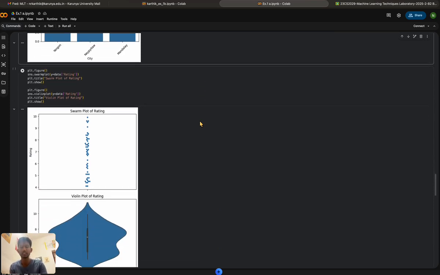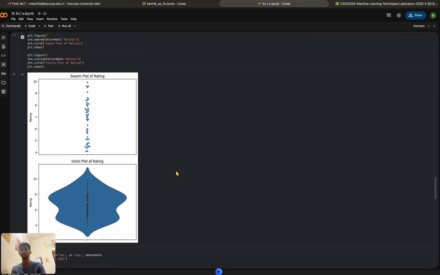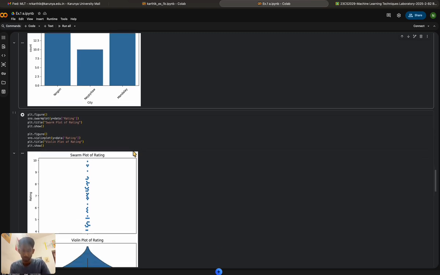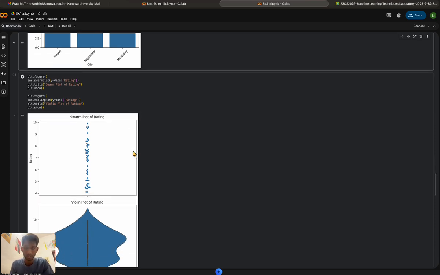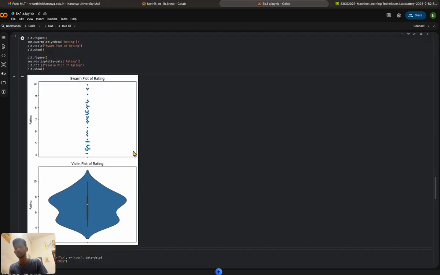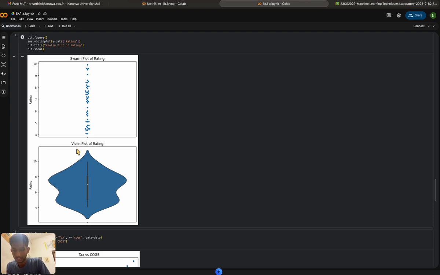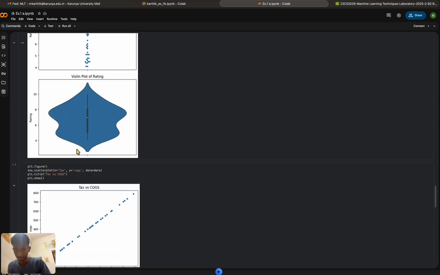And the 15th is univariate continuous. We use the sns swarm plot. This is the swarm plot. It is more like a scatter and dot plot together. And the sns violin plot is also similar to the swarm plot. It is also shown here.